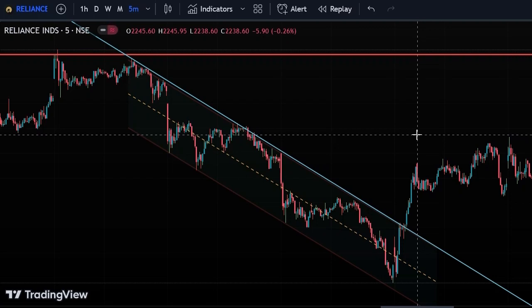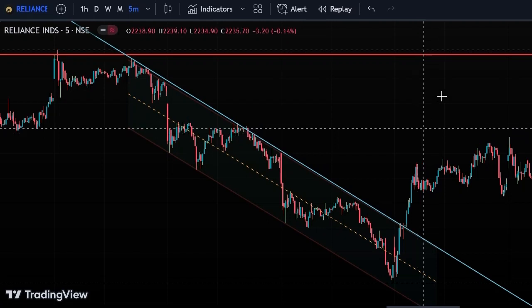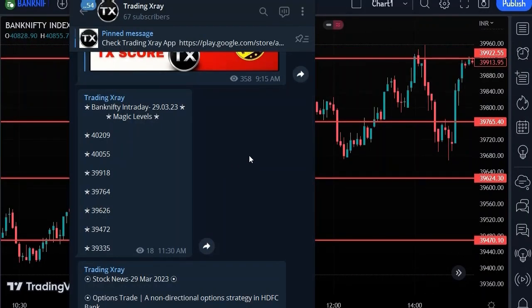Magic levels are calculated by a very special formula in a very magic way. That's why they are known as magic levels, and they can also act in past, live and future trades. They are totally different from traditional resistance and support, so don't compare magic levels with them. They have very high accuracy, especially for intraday trading, and you can check the accuracy of magic levels because I give them daily for Bank Nifty and crude oil on my Telegram channel.